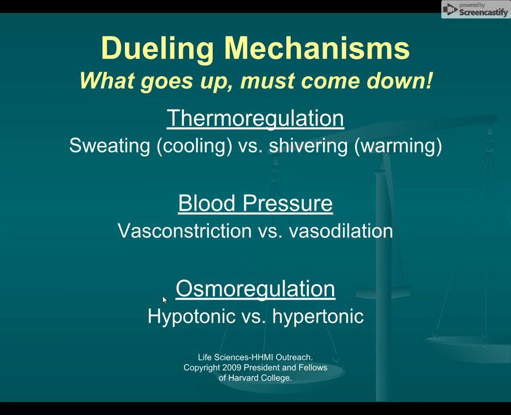Osmoregulation, which is a fancy way of saying the regulation of water, is controlled through the way water moves when it's in a hypotonic solution or a hypertonic solution. Those are ways to regulate how much water is inside of our cells.